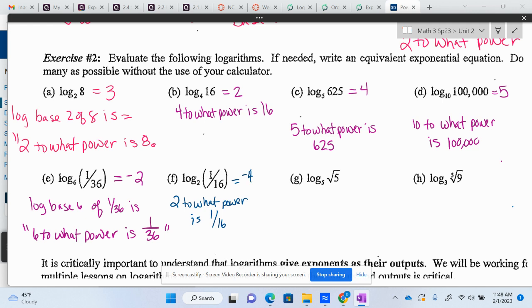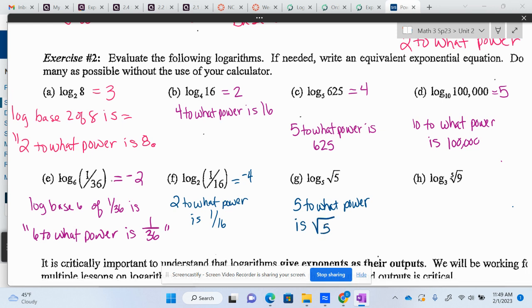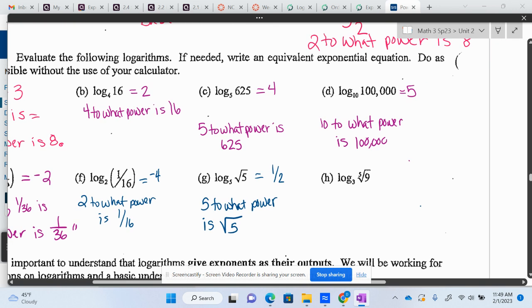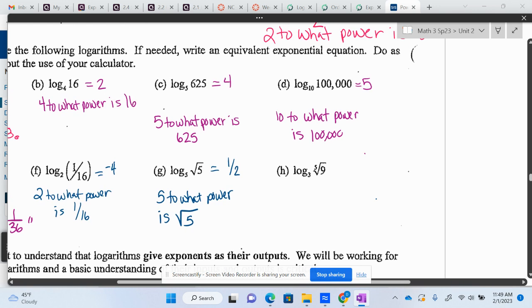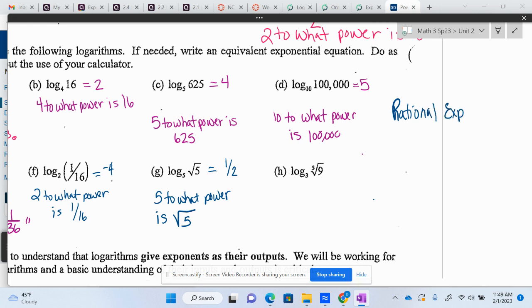Okay. This next one is a little bit tricky. You have to think about rational exponents, maybe. You might have forgotten. So 5 to what power is the square root of 5? So that's the 1/2 power. So I'm going to do a little sidebar off to the side so we can remind ourselves about rational exponents. When we just say rational, that just means we have a fraction, right? So here's your little reminder of that.